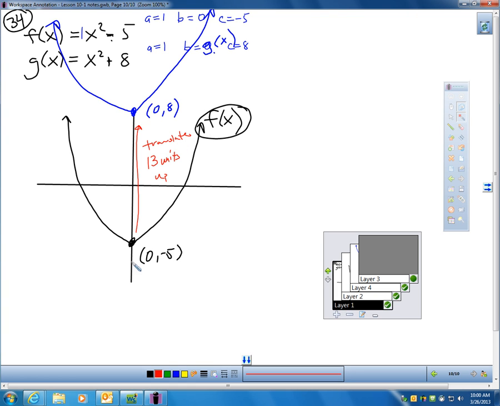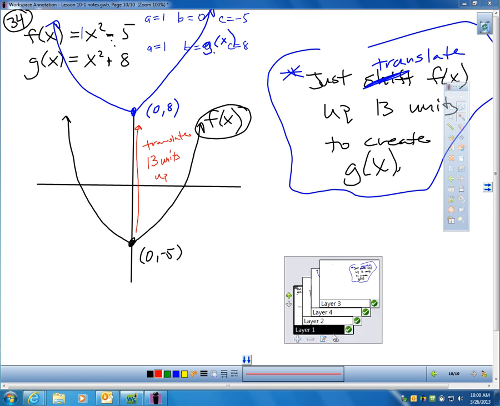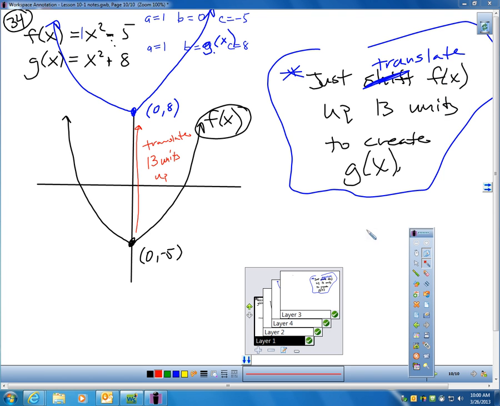If I translate f of x 13 units up the y-axis, it will create g of x. And that's just what I put here. Okay? So that's how I can take f of x and create g of x. If I just take f of x and push it 13 units straight up the y-axis, I'll get the exact same graph. It's just now it will be 8 units above the origin, not 5 units below.